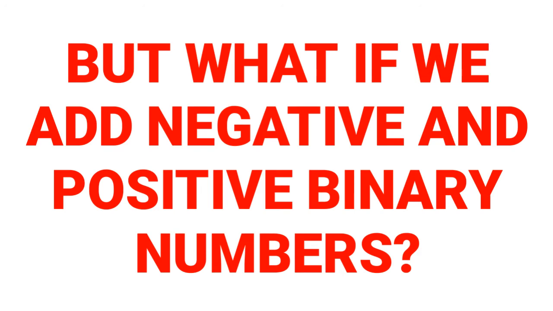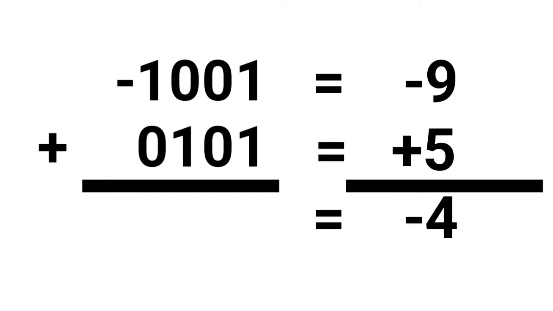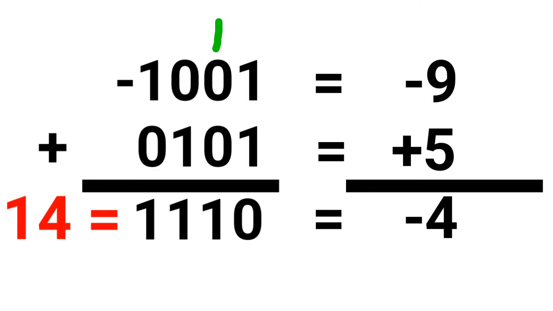But what if we add negative and positive binary numbers? For example, negative 1001 plus 0101. We all know that the decimal value of the first binary number is negative 9 and the second is 5. If we add both of them, the answer should be negative 4. But if we do the math in binary, the answer is 1110 and the equivalent of it is 14. So, it still just adds the two binary numbers. That's why our next discussion is about sign bit.